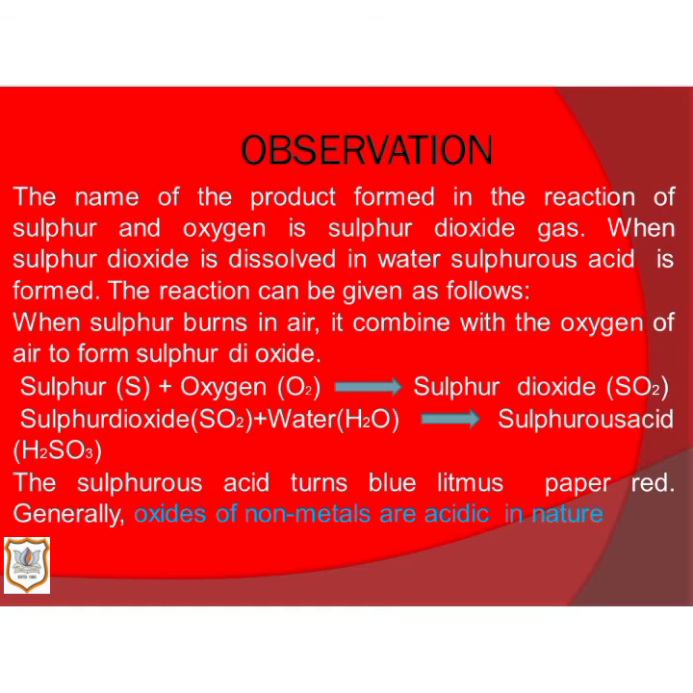When this sulfur dioxide gas is dissolved in water, sulfurous acid is formed. SO2 plus H2O gives H2SO3. SO2 means sulfur dioxide gas, H2O means water, and H2SO3 means sulfurous acid. The sulfurous acid turns blue litmus paper red. Generally, oxides of non-metals are acidic in nature. Students, please note this, oxides of non-metals are acidic in nature and oxides of metals are basic in nature. You have to keep in mind.